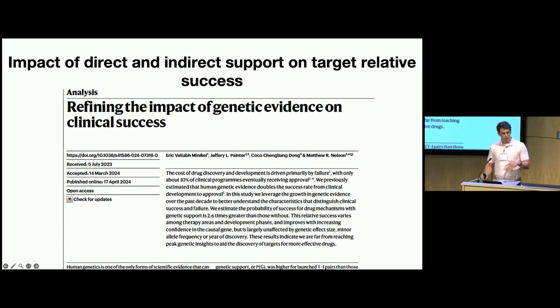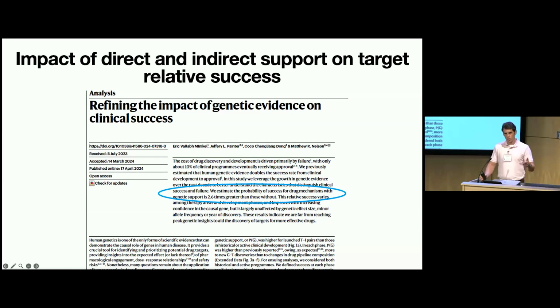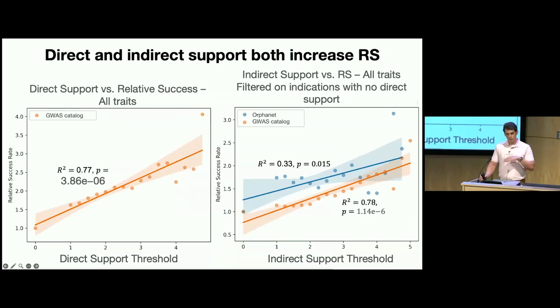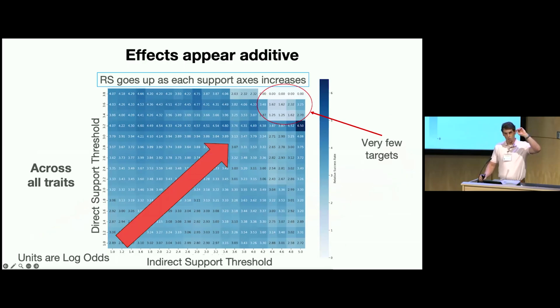I'm just going to reference one, which is this concept of relative success. Eric Minnickel and others here at the Broad wrote this paper a year ago, and the headline finding was basically that if you have a gene and it's near a published GWAS association or a published rare disease gene, it's 2.6 times more likely to succeed as a drug target. We worked with Eric to do the exact same calculations, and what you see is that for both direct and indirect support, as it increases, remember this is on a continuous scale, you have it for every gene in the genome, as you go from no support up to a very large number, you get a significant increase in relative success. These appear additive, so for whatever threshold you have for direct support, adding indirect increases it, and vice versa.